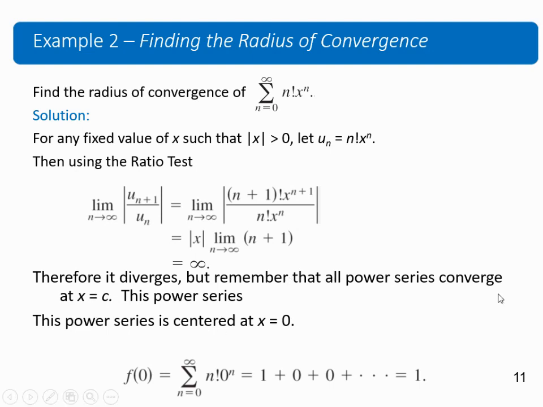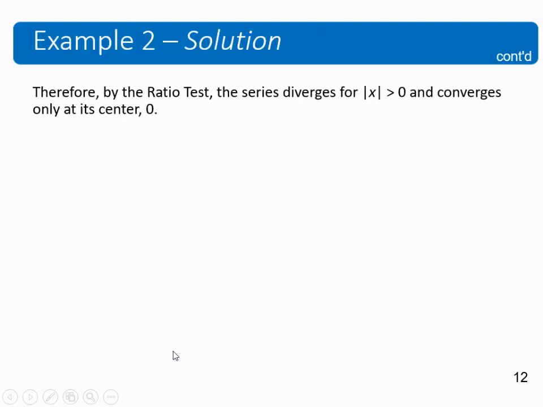But remember that all power series converge at x equals c. So this power series that is centered at x equal to 0 converges at x equal to 0. And so even though it diverges for everything else, it converges at x equal to 0, which is its c. So this is what I just stated. It diverges for everything other than 0 and converges at its center, 0. So the radius of convergence is r equal to 0.